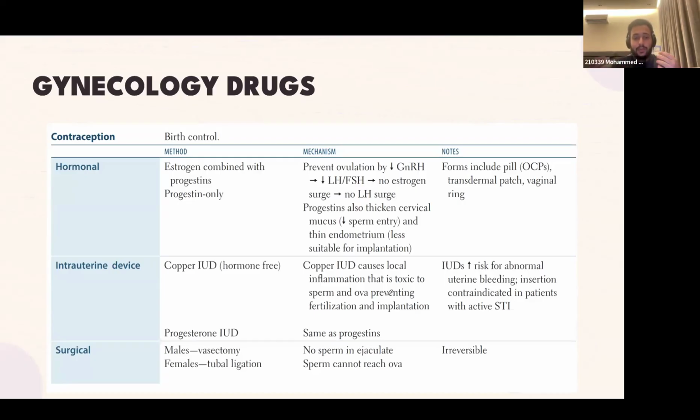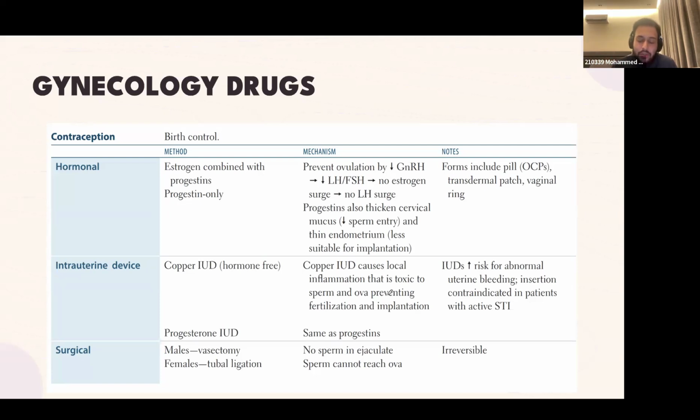Now, how do these work? Basically you cause a negative feedback. GnRH will go down, LH and FSH go down, no ovulation, because you are giving estrogen. So what will this estrogen do? Negative feedback. Now, progestins have a different function as well, which is that they thicken the cervical mucus it synthesizes, and this prevents sperm entry, and it thins the endometrium, so it's not going to be able to implant.